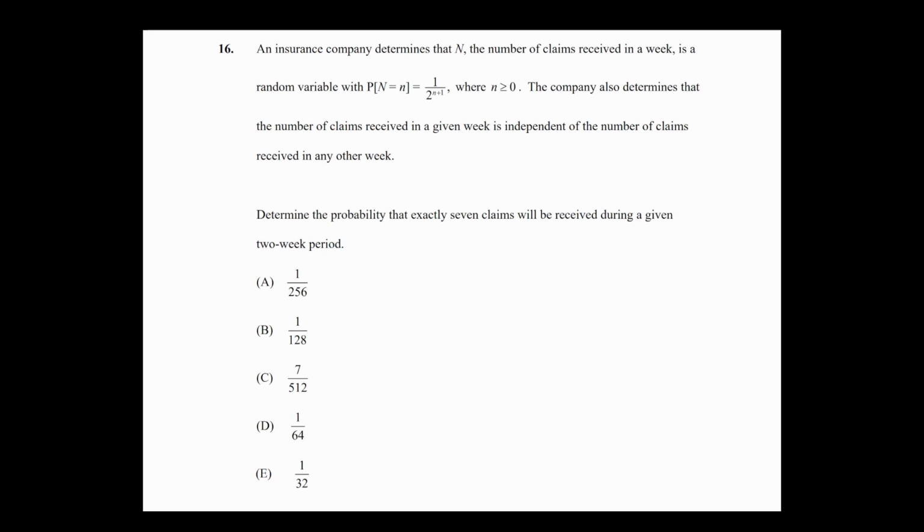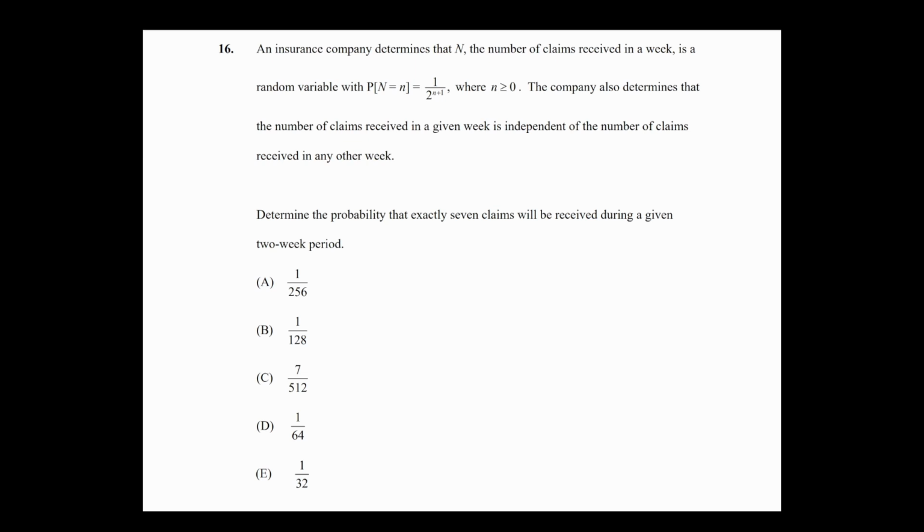Let's go over number 16 of the SOA sample questions for exam P. For number 16, while it is sort of like listing out all the different possibilities of what probability to actually calculate, it's not like number 14 where you can use a geometric progression or sequence. So let's read the question and let's go over how to actually solve this question.